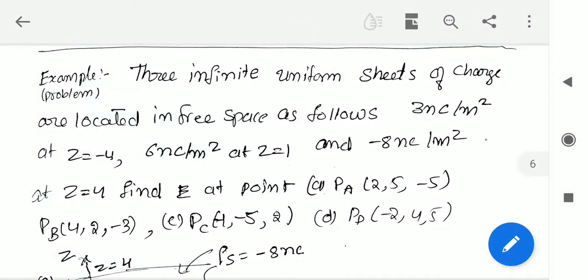We will see a problem on sheet of charge. The problem is like this. Three infinite uniform sheets of charge are located in free space as follows. One is at z equal to minus 4 and the surface density is 3 nanocoulomb. Another is at z equal to 1 and the surface density is 6 nanocoulomb. And the third one is at z equal to 4 and the charge density is 8 nanocoulomb, and we have to find the electric field at the points PA, PB, PC and PD located at different points.